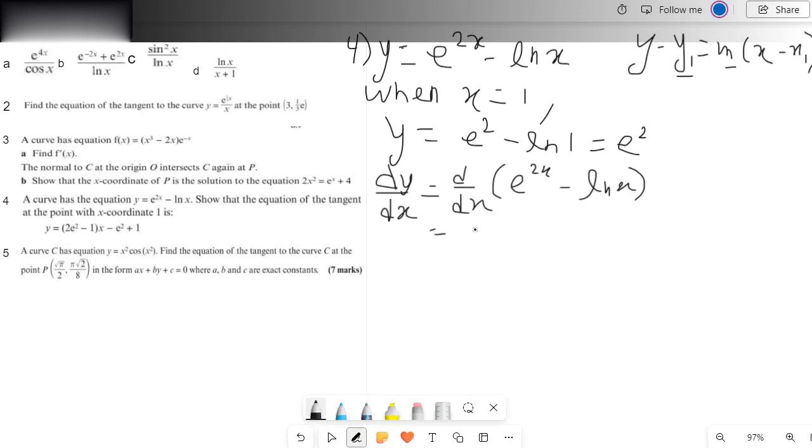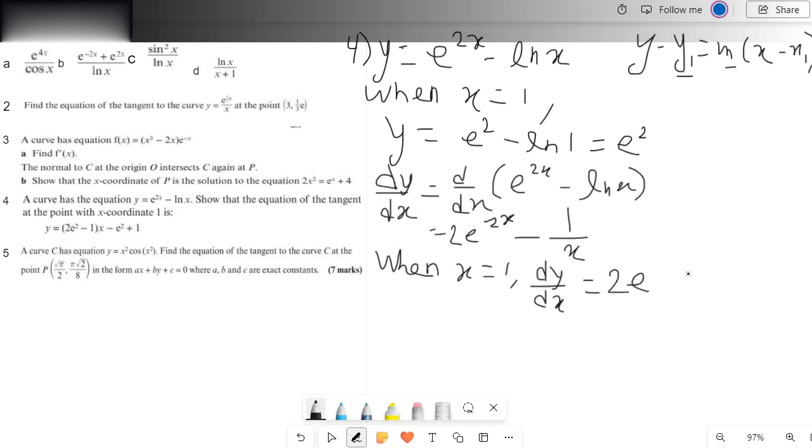So we will have e to the power 2x multiplied with 2 using the chain rule. So we have 2 e to the power 2x subtracted with 1 by x, as the derivative of ln x is 1 by x. So when x equals to 1, dy by dx is equal to 2 into e to the power 2 into 1. So we have e squared. So we have 2e squared minus 1, as 1 by 1 is 1.